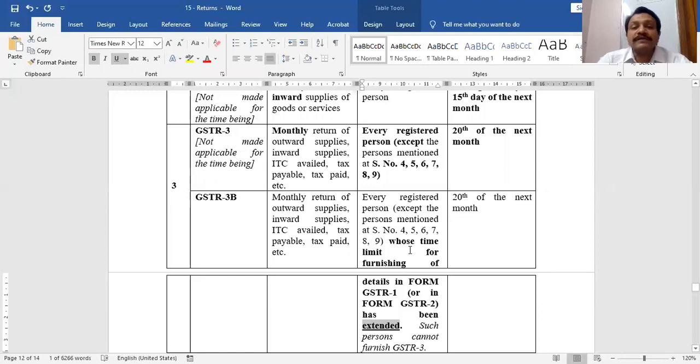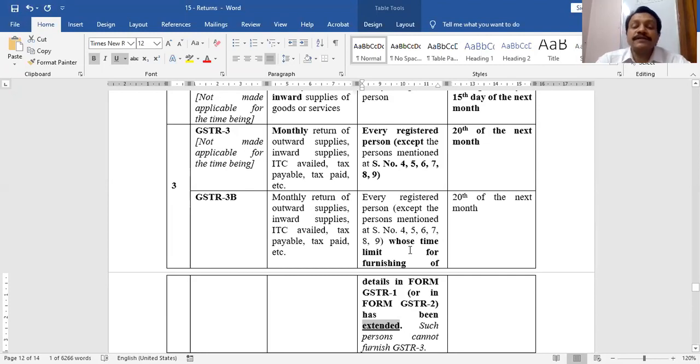And do you know, since the day when GST has become applicable, the due dates of different returns have always been extended. So logically, I cannot have GSTR 3 till today. Why? Because due dates of GSTR 1 and 2 have always been extended. In fact, GSTR 2 has been permanently extended for the time being because it is not yet notified.